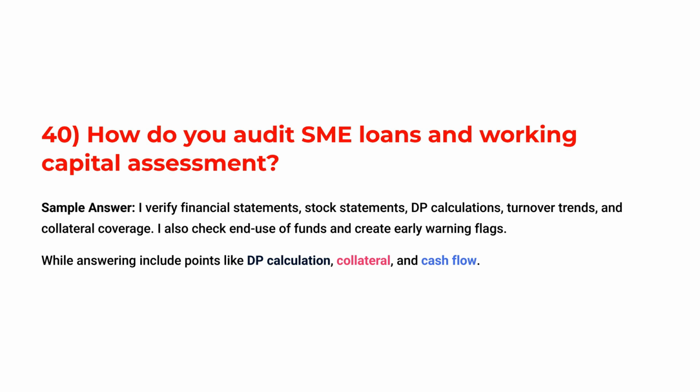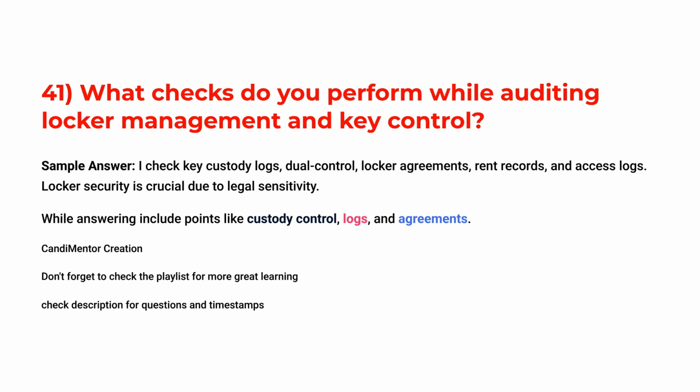While answering, include points like DP calculation, collateral, and cash flow. What checks do you perform while auditing locker management and key control? Sample answer. I check key custody logs, dual control, locker agreements, rent records, and access logs. Locker security is crucial due to legal sensitivity.